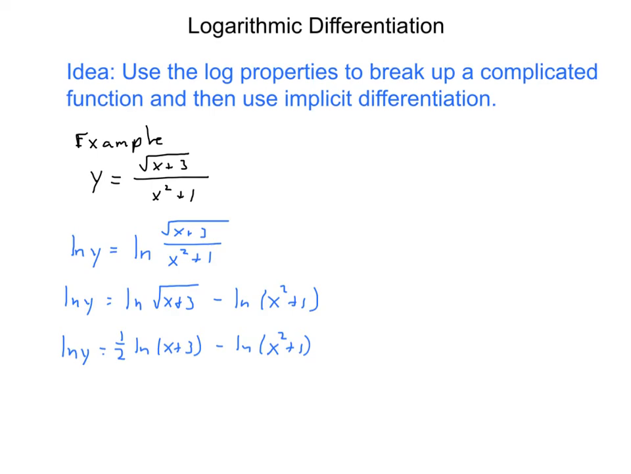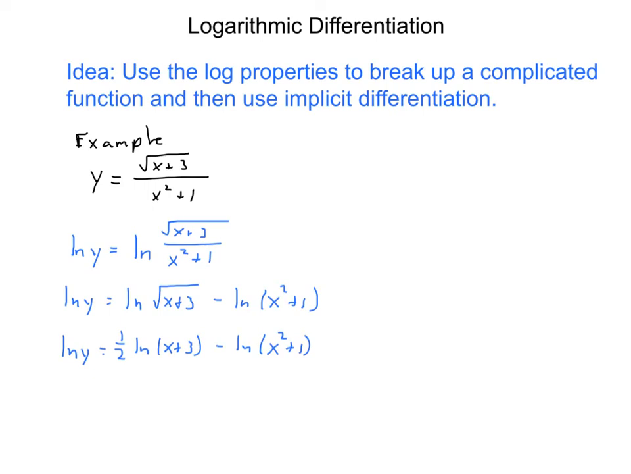So now at this point, we have used the log properties. We took the natural log of y, and we used the log properties to break this up and make it as simple for us as we possibly can. And now what I'm going to do is use implicit differentiation.